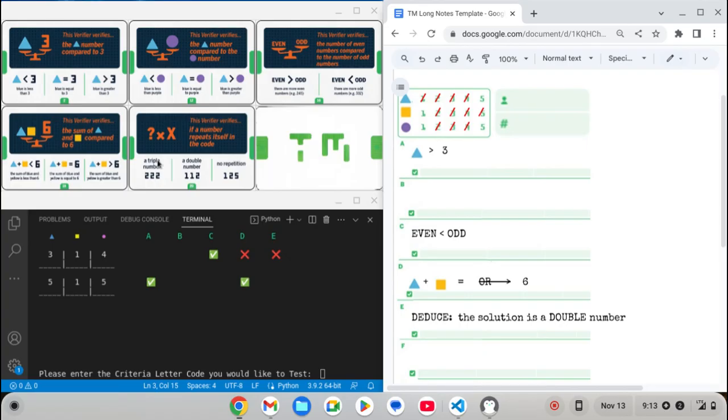I don't see some sort of deduction or combination of criteria cards that would help us do that. Yeah, we're down to just 1 or 5. It could be less than, it could be equal. Yeah, let's go ahead and just test criteria card B.